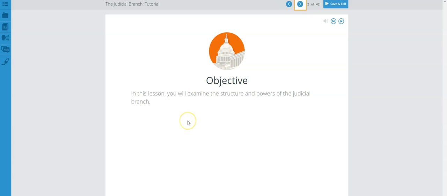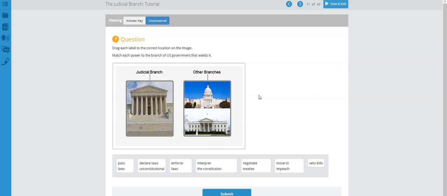The objective for this lesson is that you will examine the structure and power of the judicial branch. When we talk about the judicial branch, we are specifically talking about the court system. This is page 11 of the judicial branch tutorial.